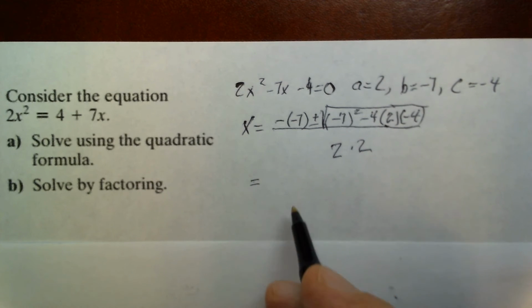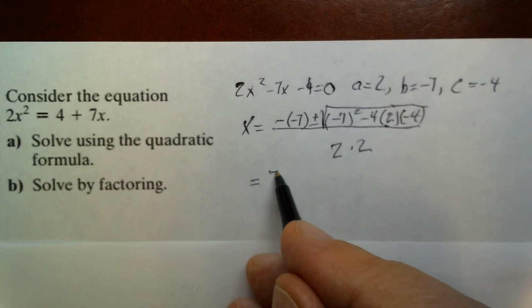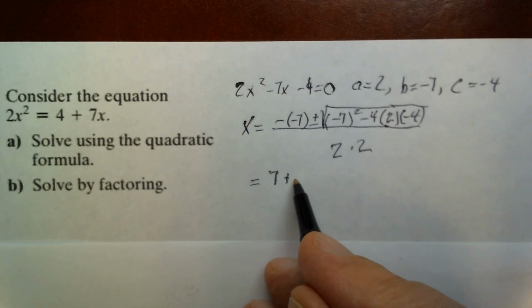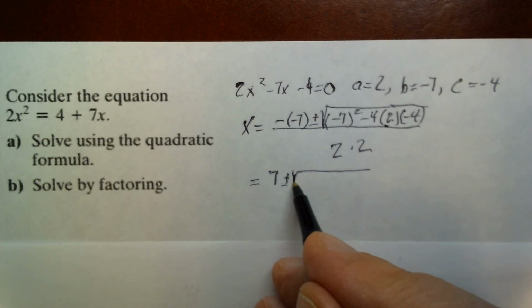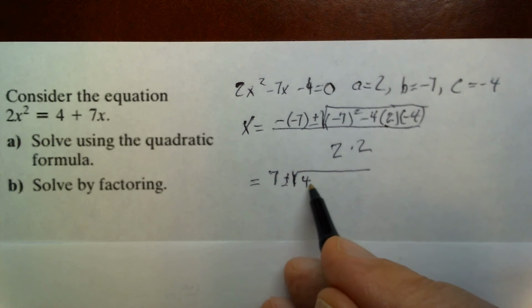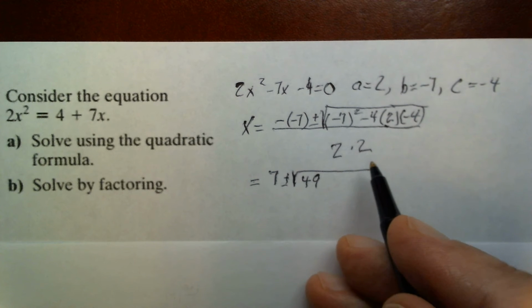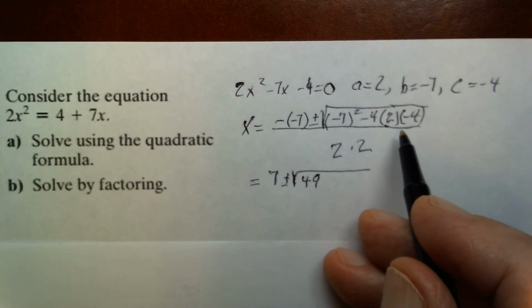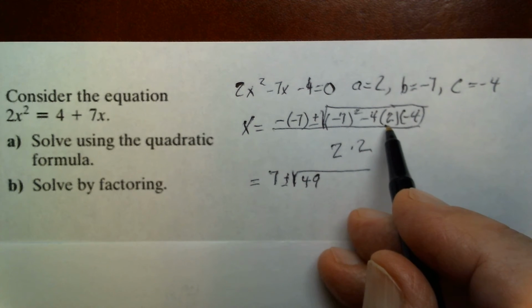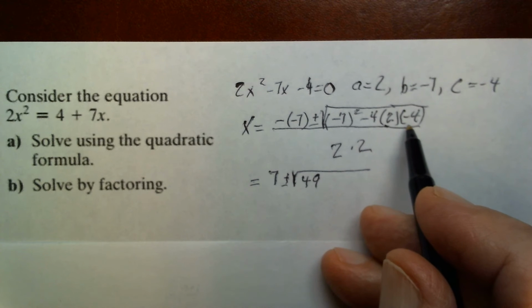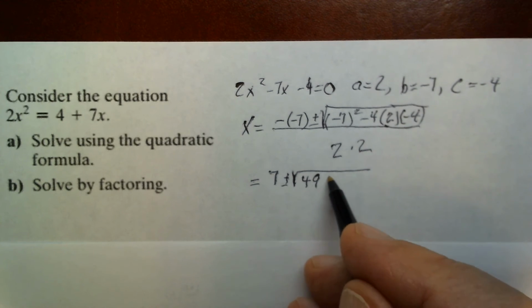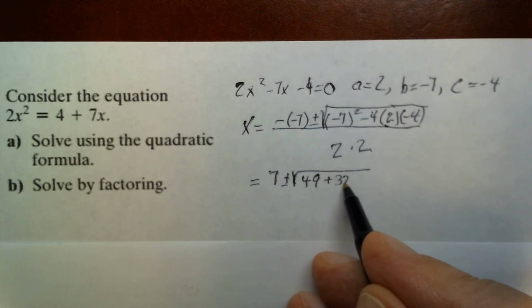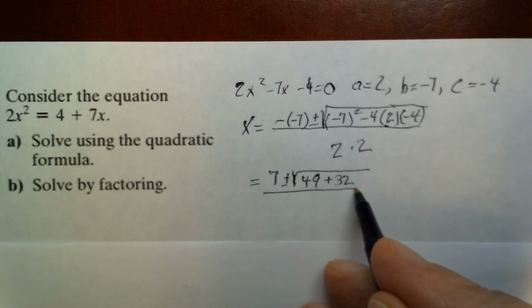And this then becomes 7 plus or minus the square root of 7 squared, of course, is 49. Minus 7 squared is 49. And then minus 4 times 2 is minus 8, times negative 4 is 32, with a plus sign, all divided by 4.